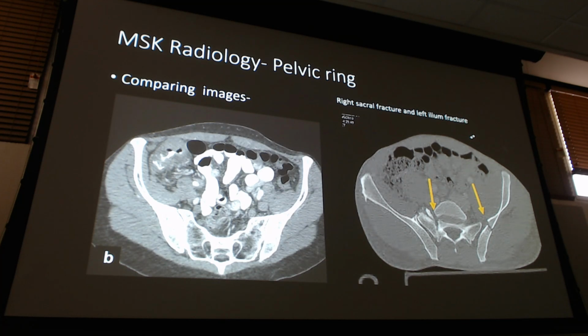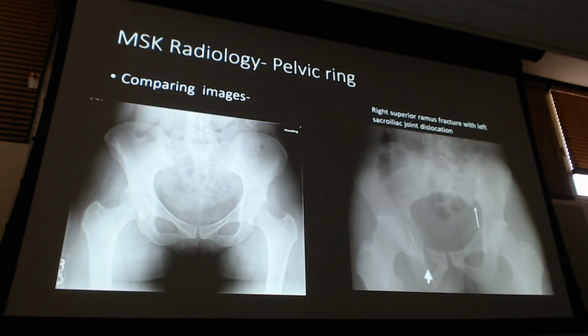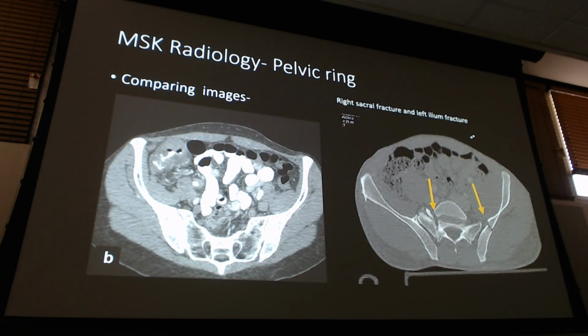Here's why we try to get that CT. Not the same patient, right? But if I go back here and look at these fractures, I don't really know how impacted or how severe those are. But the CT really shows me how impacted. So we've got the sacral fracture here, because this is the SI joint. Here's the SI joint. Here's my sacral fracture. Here's my left ilium fracture. This is an unstable pelvis.